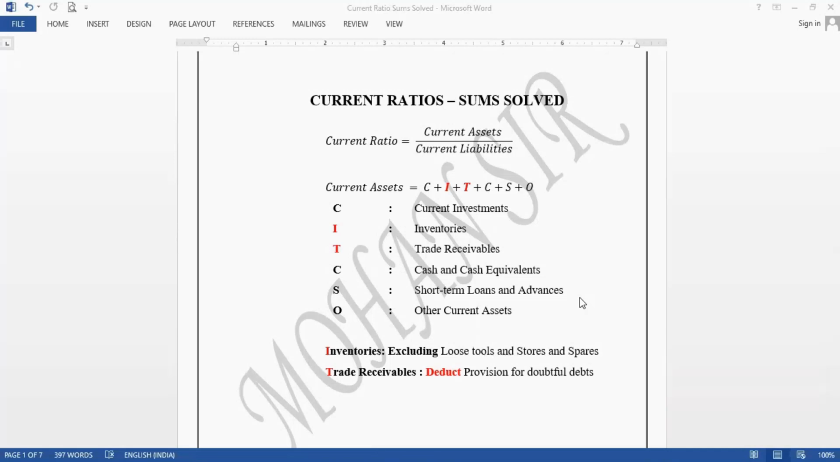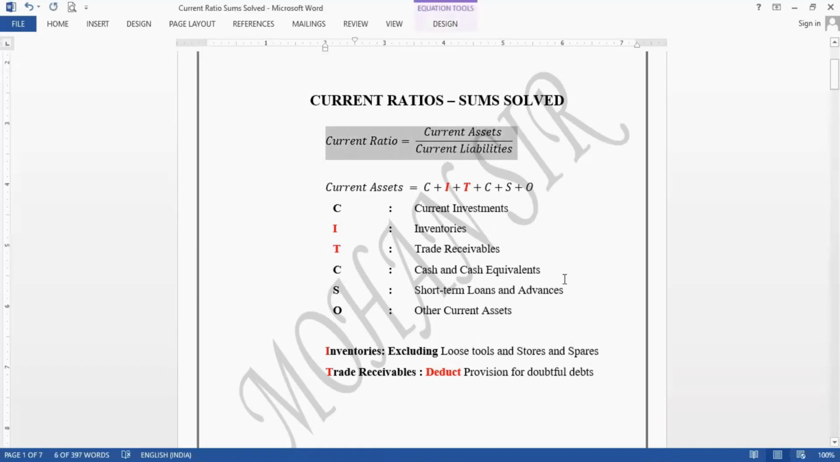Hello friends, today we are going to learn something about the current ratios, how to solve the sums. Let us see the formula of current ratio. Current ratio says current assets upon current liabilities. I repeat the formula. Current ratio is equal to current assets upon current liabilities.